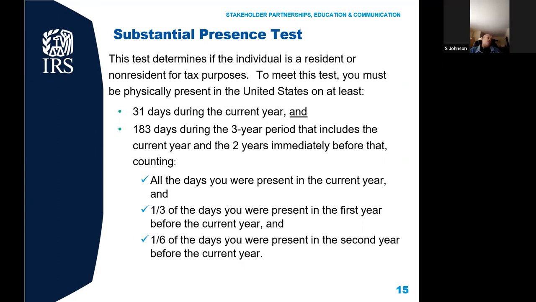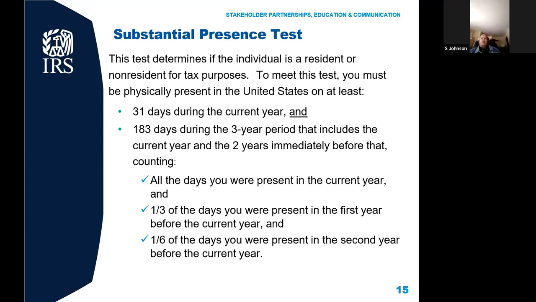I'm not sure if you've heard about this. It's like, I've been here 183 days this year. Well, the way the law works is they have to have 31 days inside the United States during the current year and 183 days during a 3-year period that includes the current year and the 2 years immediately before that. So you start counting this way.